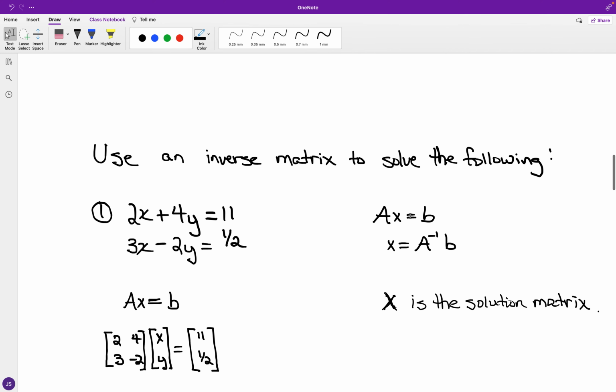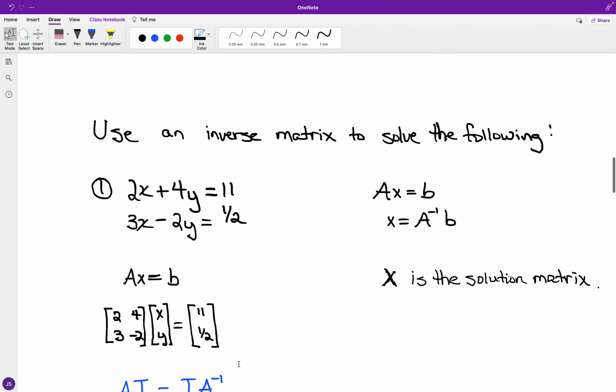So for A times the solution matrix X is equal to B, if I fill in, for A, this will be the coefficient elements of the x and the y terms. From the first equation, I have 2 for 2x, 4 for 4y. Bottom row, we have 3 for 3x and negative 2 for minus 2y in the second equation. And the solution matrix X, again, consists of the variables we are looking at solving for, so you have x and y contained. And again, for B, I have 11 and 1/2.